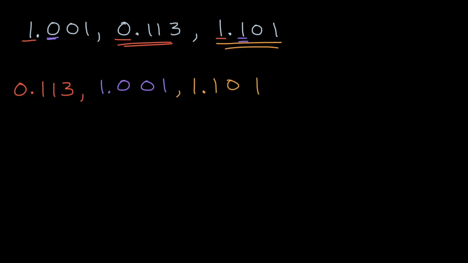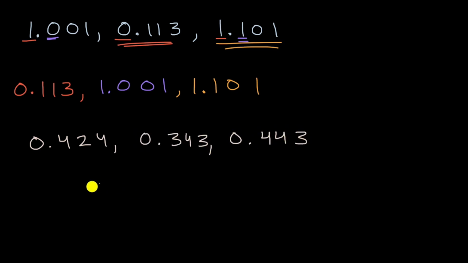Let's do another example. Let's say we had the numbers 0.424, 0.343, and 0.443. Pause this video and try to order these from least to greatest on your own. And once again, the idea here is always start with the largest place value and then compare and then keep moving to the right if some things are equal.